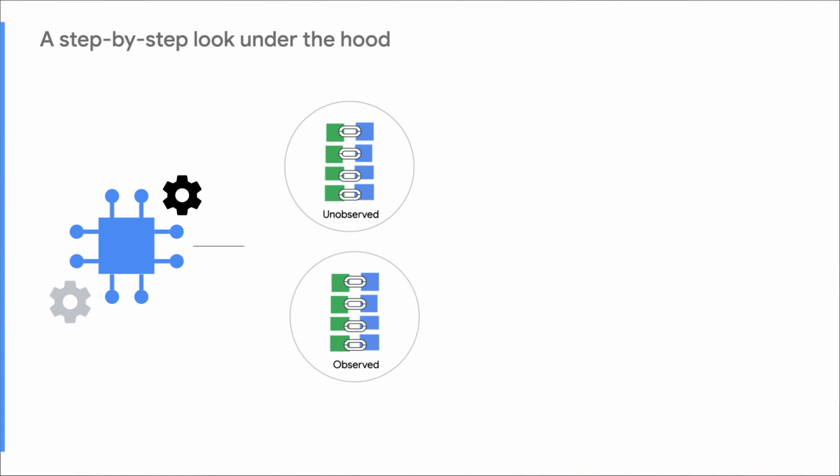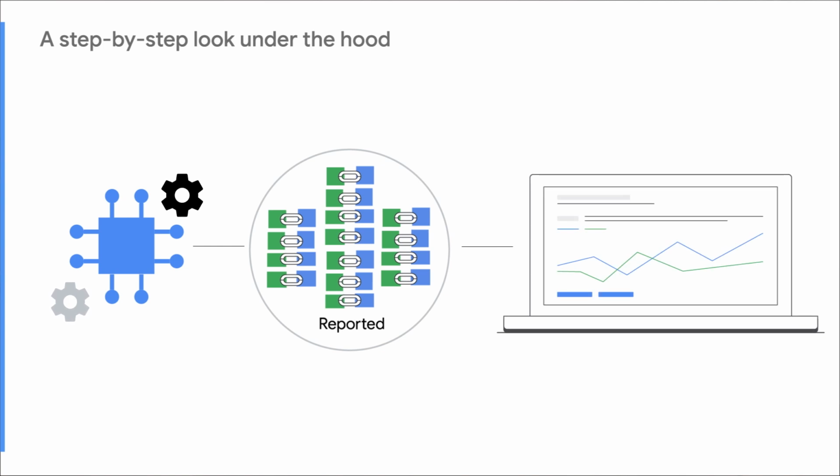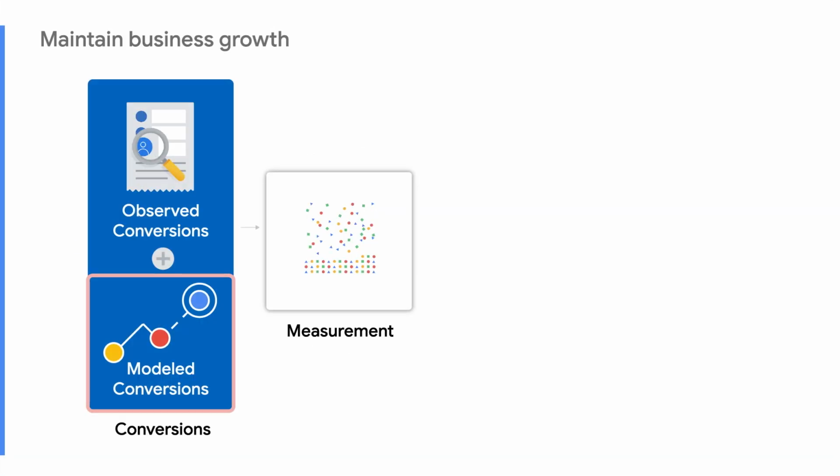Lastly, we surface the combination of observed and modeled data directly in your account and report them with the same granularity. In this final section, we'll take a look at how modeling benefits your business and what differentiates Google's approach. We've discussed the value of conversion modeling as a way to close measurement gaps in the customer journey, but what does that mean for your performance?